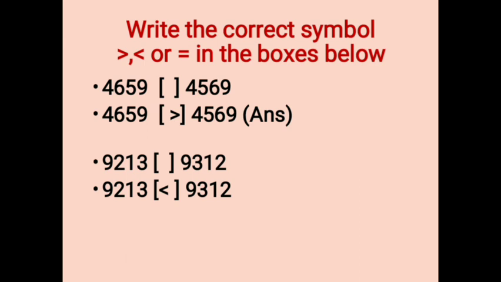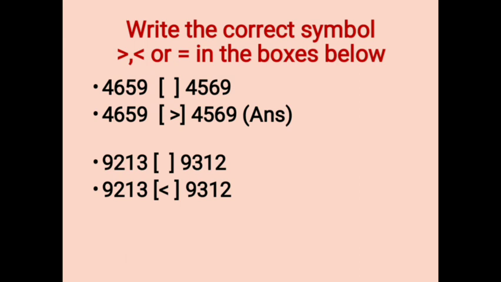Now move to the next place value, that is the hundreds. And over there you can see 6 is given in one number and in the other it is 5. So 6 is bigger than 5. That means 4659 is bigger or greater than 4569. So this is the method to do these type of sums. You have to check the highest place value and then move to the lower place values accordingly.